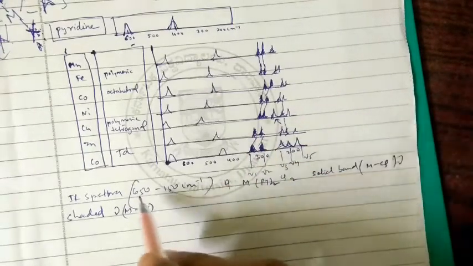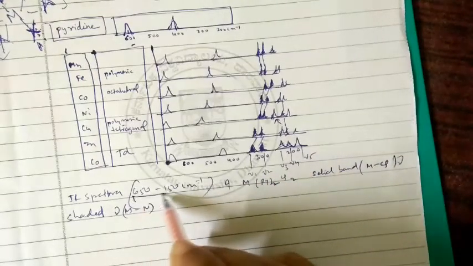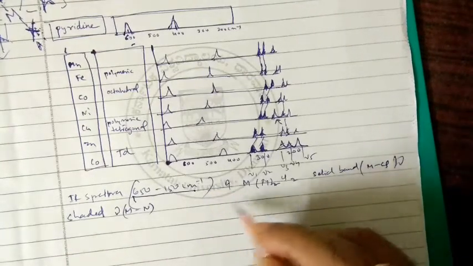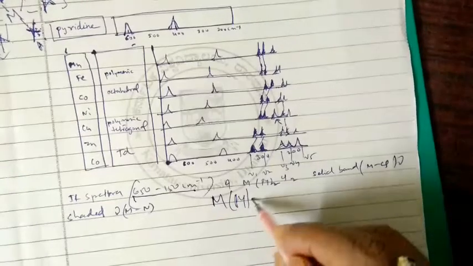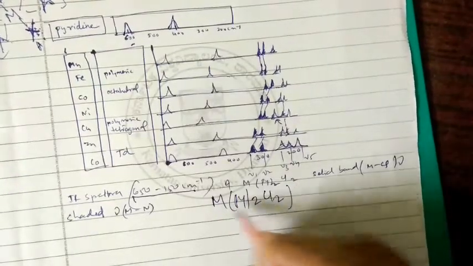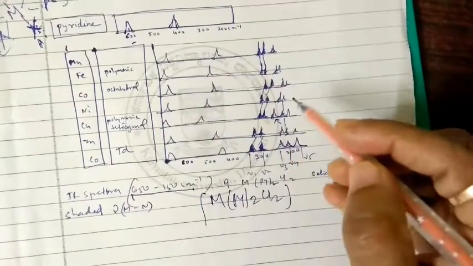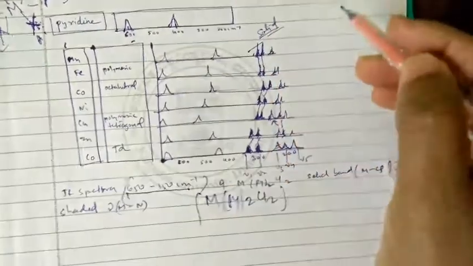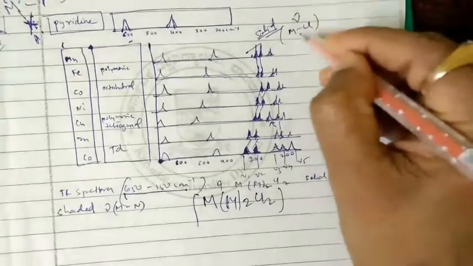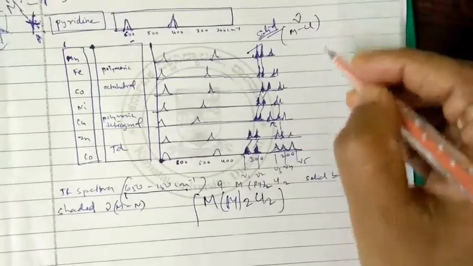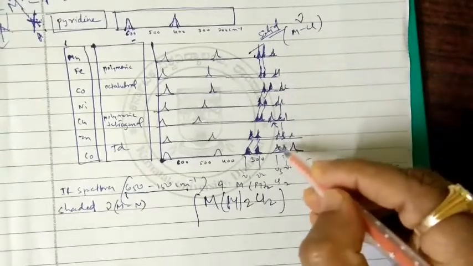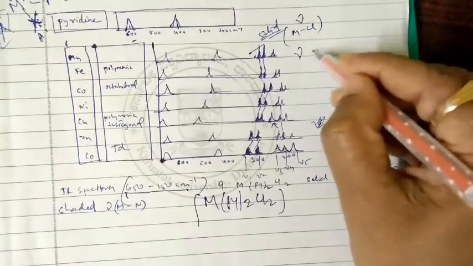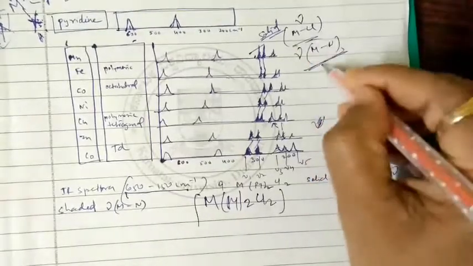In the 650 to 150 per centimeter range, for the metal pyridine twice Cl2 complexes, the solid bands represent the metal to halide vibrations, and the shaded bands represent the vibrations of metal to nitrogen of the pyridine.